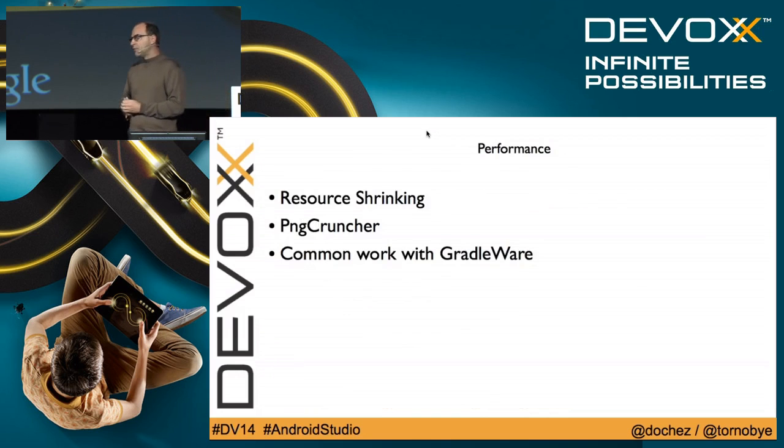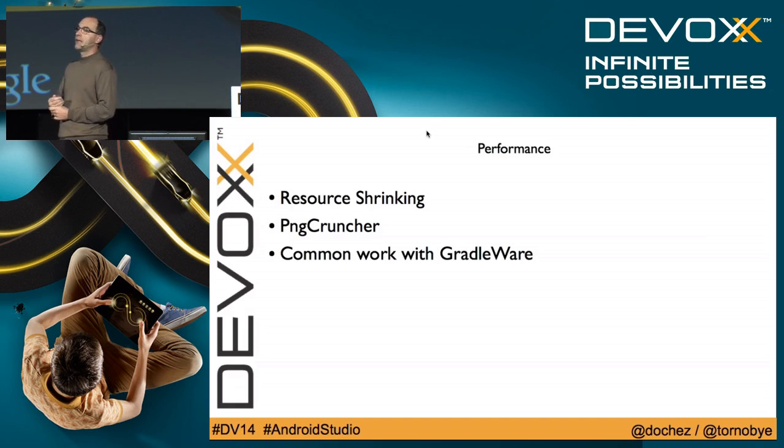All right, let's talk a little bit about performance, because we know that it's a painful subject from where we have been starting when we started the project. And there are things we can do on our own, and there are things that we cannot do on our own, so I'll talk about that. So one of the first things that we did, or that Tor did actually, was the resource shrinking. So I'll talk about that, PNG Cruncher. But before I go into more specific tools update, I want to talk about the common work with Gradleware.